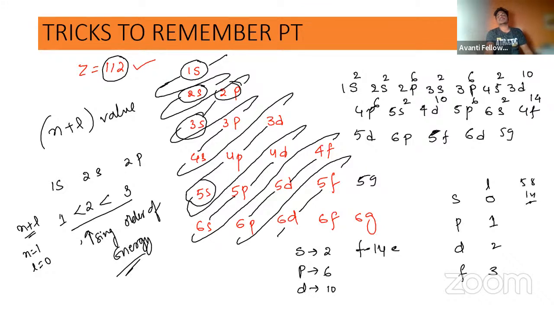72 plus 10, 82. 82 plus 6, 88. 88 plus 14 is how much? 12, there's 102. 102 plus 10, 112.